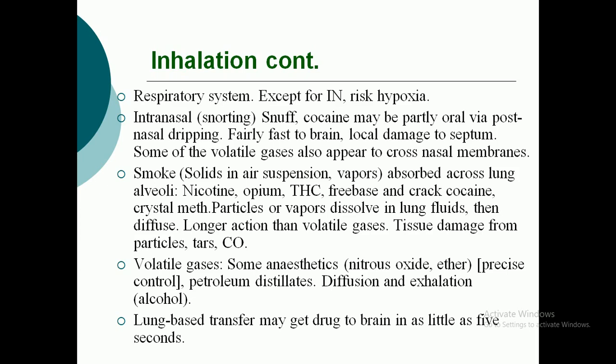Volatile gases also, as we know, include some anesthetic agents like nitrous oxide, and other precise controls like petroleum distillation, diffusion and exhalation of alcohol. So there are certain anesthetic agents which are used in vaporized form, which are the volatile gases like nitrous oxide and ethers. Lung-based transfer can take a drug to the brain in as little as 5 seconds.